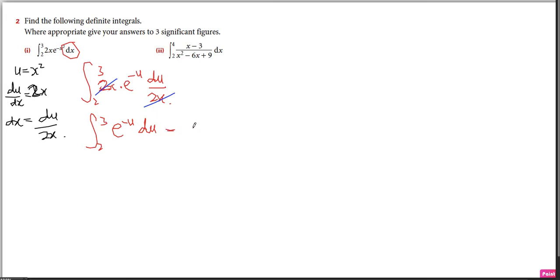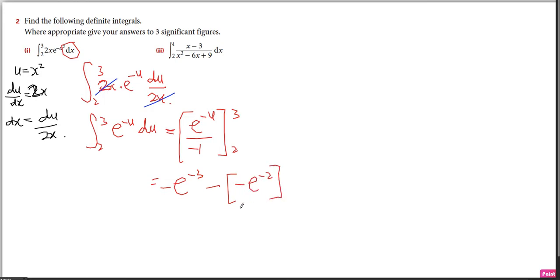So when I integrate this, I'll get e to the power of negative u, divided by differentiating that, which is negative 1, and this one with the limit 2 to 3. So let's sub: e to the power of negative 3 minus negative e to the power of negative 2. So I can rewrite that as e to the power of negative 2 minus e to the power of negative 3.